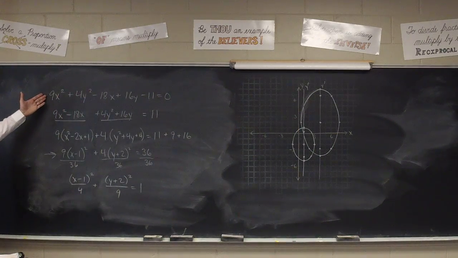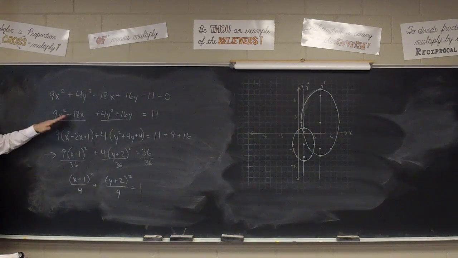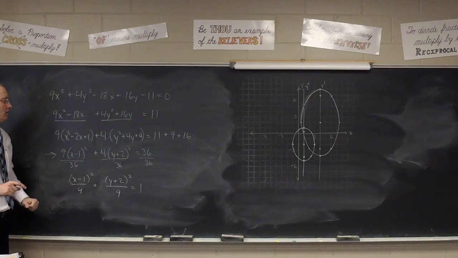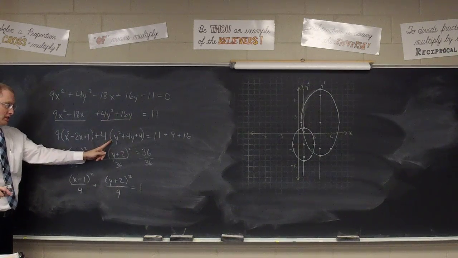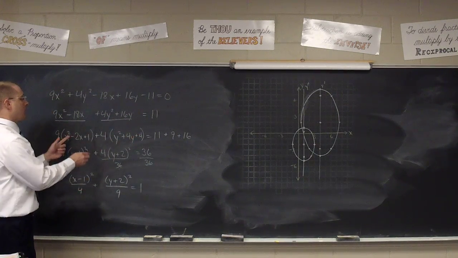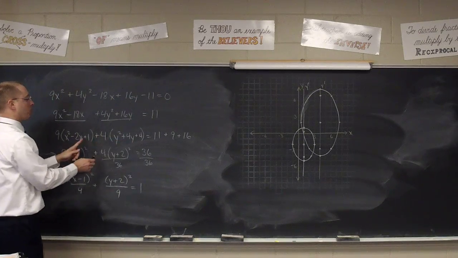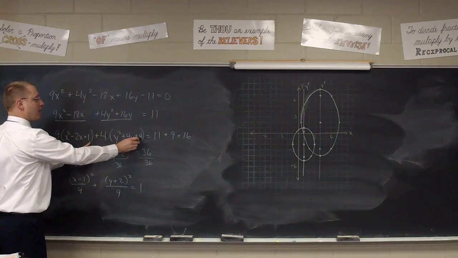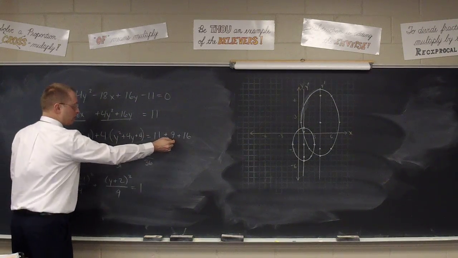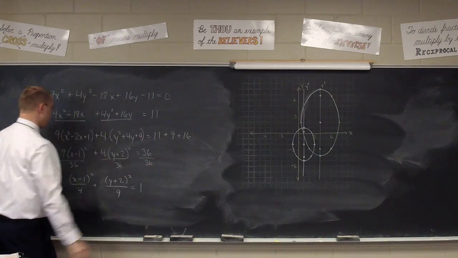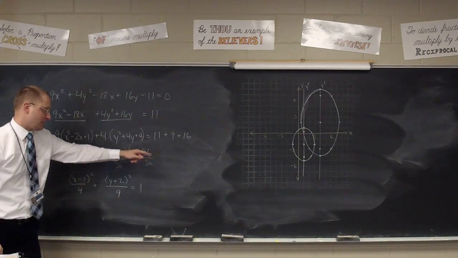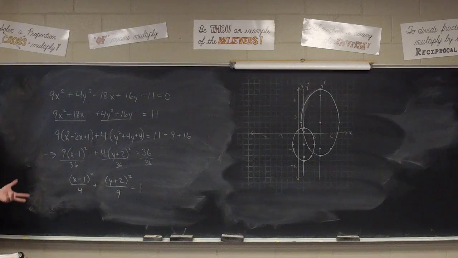Questions on this? Run through the steps again very quickly. You group your x's and y's and kick out your constant. Pull out the coefficients of the squared variables. And then you're able to complete the square. But when you complete the square, add the value of those completed squares to the other side. Get your binomial squares, condense the constants, set it equal to 1, and we're good to go.